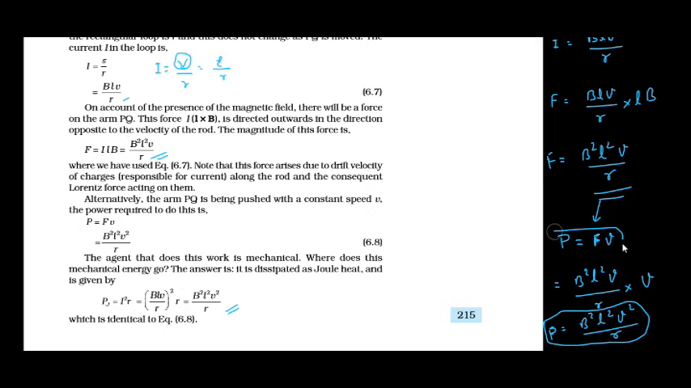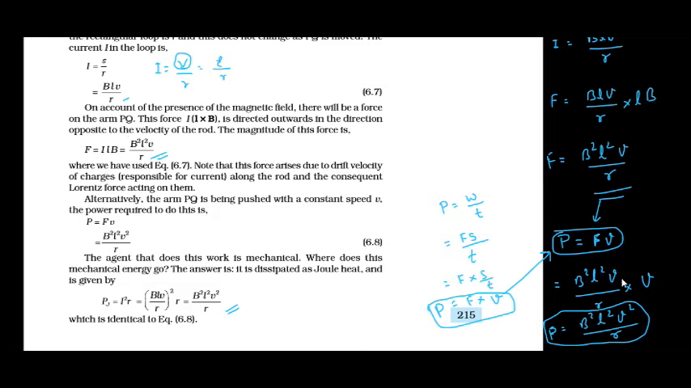How come power is equal to force into velocity? In class 11th you have learned power is equal to work done upon time. Now work done we can write F s, force into displacement or distance. So F s upon t, and s upon t is v. So power is equal to F into v. So we have written power is equal to F into v here.